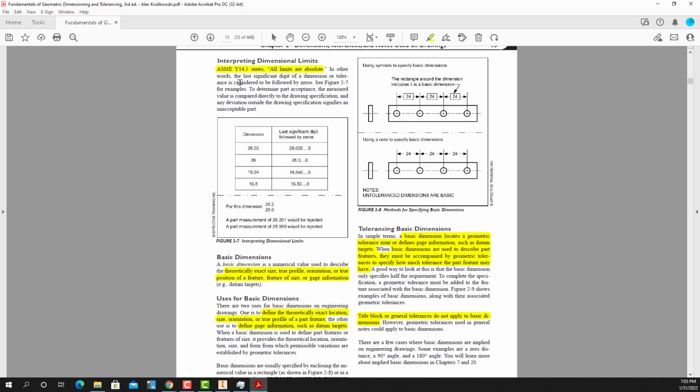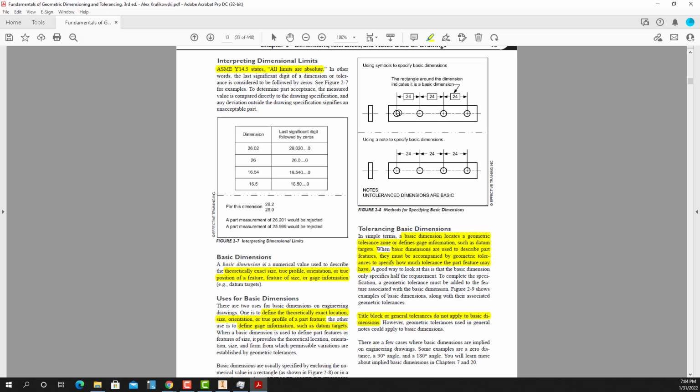All right. All limits are absolute. That means when you see a 0.02, it is assumed to have all zeros after it. So we're not rounding something around, right? Basic dimension is basically perfect. If you can remember, theoretically exact, basically perfect. That's the dimension with a box around it.